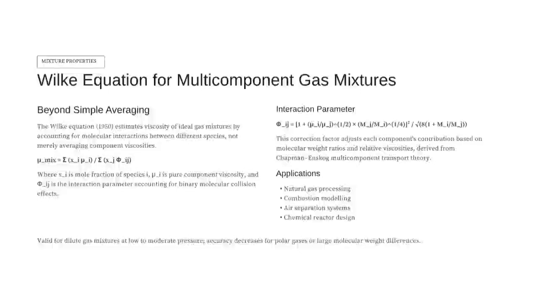Now, next we have the Wilke equation for mixtures. For gas mixtures, viscosity is not a simple average. Wilke derived an expression accounting for molecular interactions. Mu mix equals the summation of xi times mu i divided by the summation of xj times phi ij. Here xi is the mole fraction of species i, mu i is the pure component viscosity, and phi ij is the interaction parameter accounting for binary molecular collision effects.